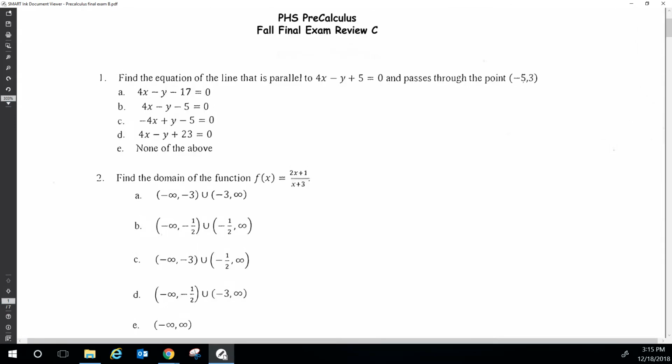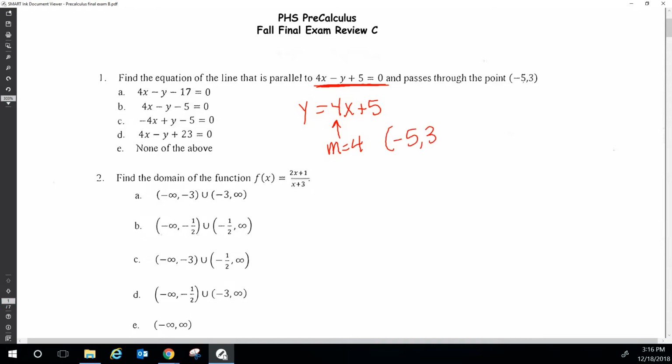All right, find the equation of a line that is parallel to this line and passes through the point (-5, 3). If I'm parallel to this line, I'm going to figure out the slope of this, because a parallel line would have the same slope. So we've got 4x plus 5. I'm going to move y to the other side, but put it up here because that's the way we like to see it. And remember, this is your slope. So the slope of this line is 4. It's got to go through this point here.